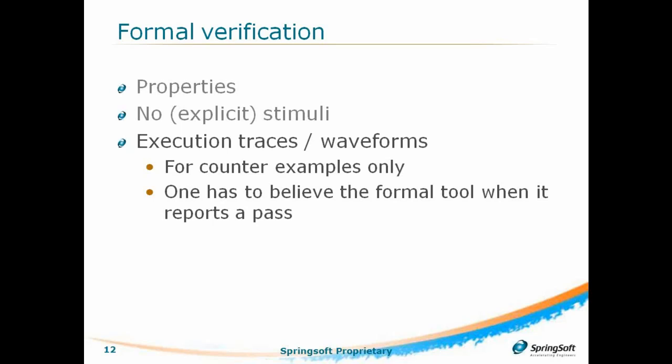Another aspect which I found at least a bit annoying is that you don't get execution traces or waveforms if a property is a pass. You get those waveforms only when you have a failure, so for counterexamples, which means that whenever a property tool is returning to you that everything is fine, you have to believe it.